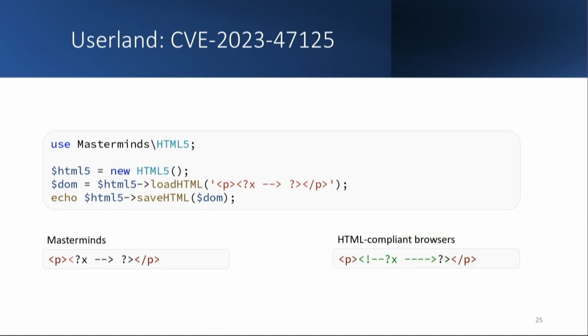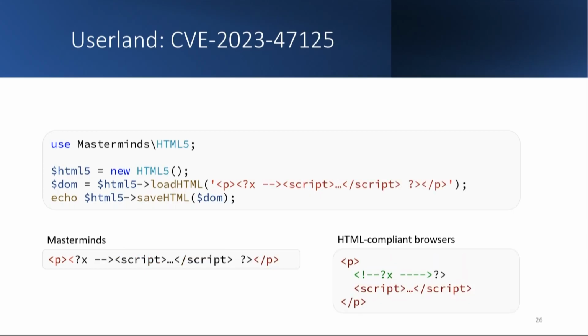So now we have a way to inject something in the processor instruction that is not injected in the document for Masterminds, but is injected in the browser. So if you now add a script tag, for Masterminds, all of the comment and script tag stuff is just part of the target inside of the processor instruction. So the script tag does not participate in the document tree. But for our browser, because of the trick I showed earlier, the closing comment tag closed this monstrosity, processor instruction comment tag hybrid, and the script tag actually becomes part of the document. So now we actually have a way to do XSS without the Masterminds parser actually knowing about it.